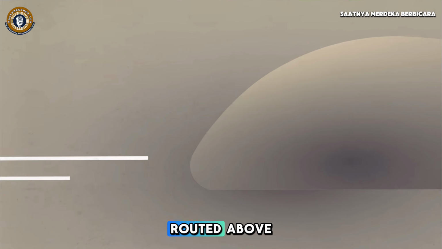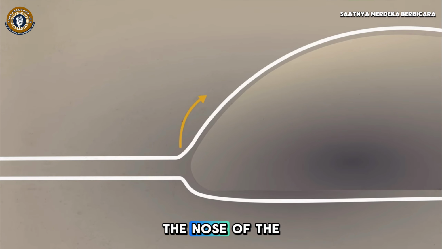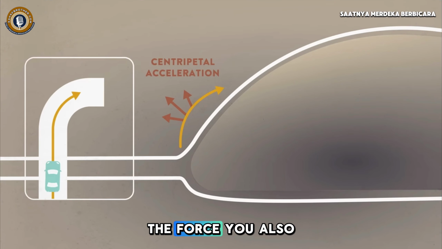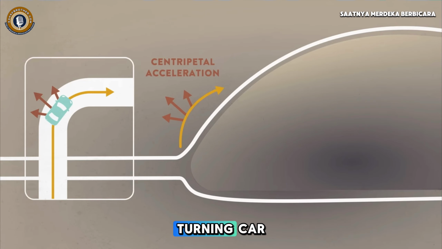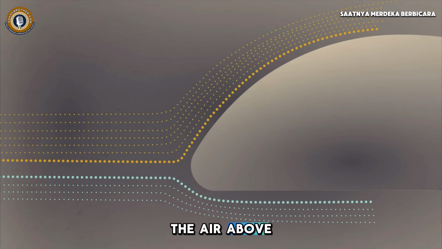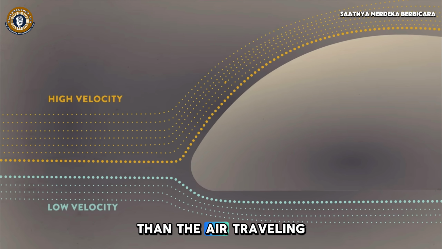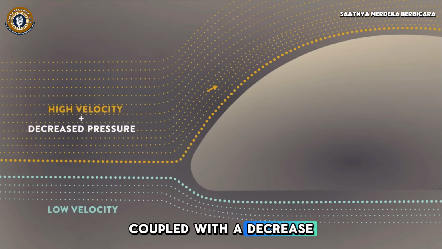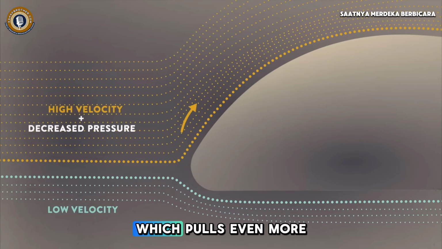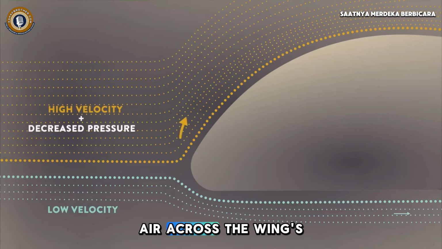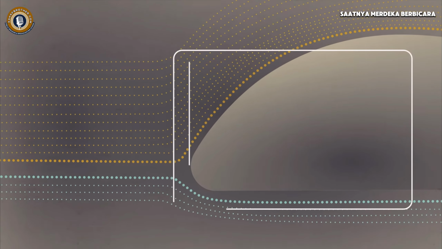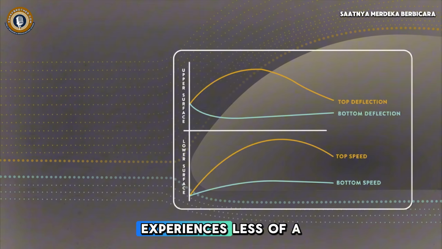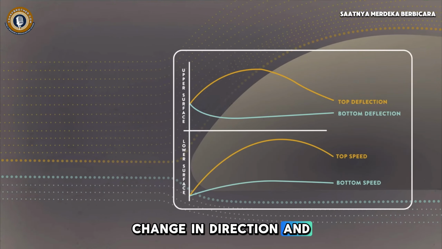As the air that's routed above makes its way around the nose of the wing, it experiences centripetal acceleration, the force you also feel in a sharply turning car. The air above therefore gathers more speed than the air traveling below. This increased speed is coupled with a decrease in pressure above the wing, which pulls even more air across the wing's upper surface. The air flowing across the lower surface, meanwhile, experiences less of a change in direction and speed.